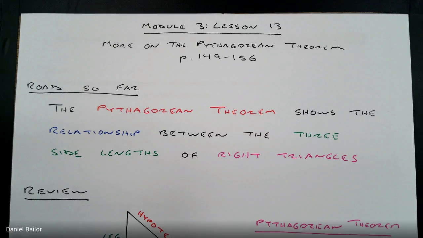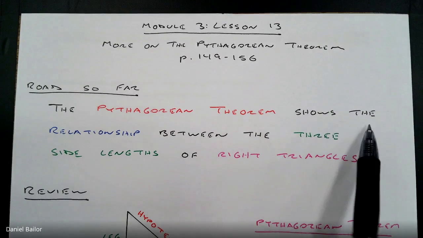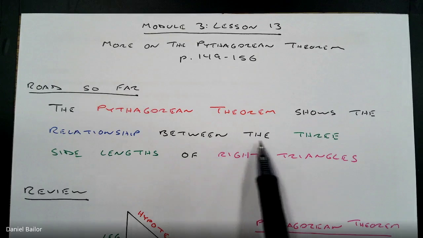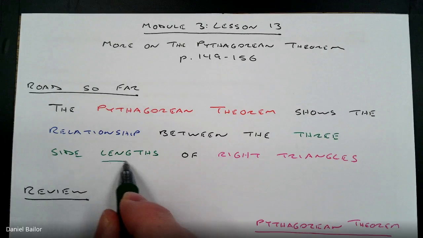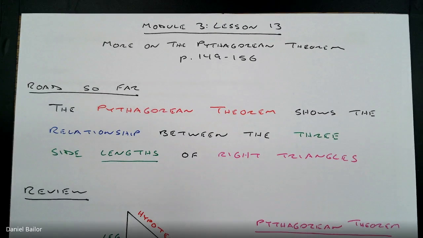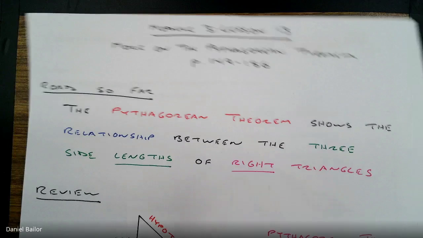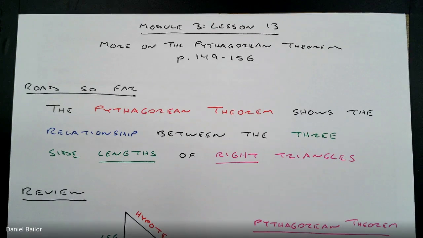So let's begin with the road so far. We learned at the end of module 2 that the Pythagorean theorem shows the relationship between the three side lengths. That's important. It's the side lengths of right triangles. The Pythagorean theorem is the connection between the lengths of the sides, and it works only for right triangles. Very important to remember those two things. It's all about side lengths, and it's all about right triangles.